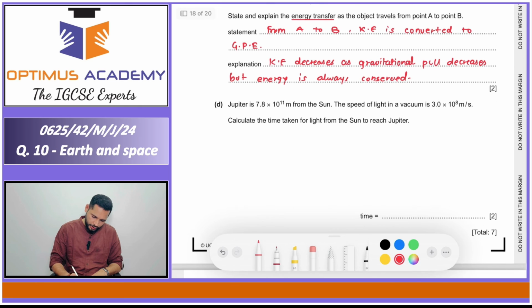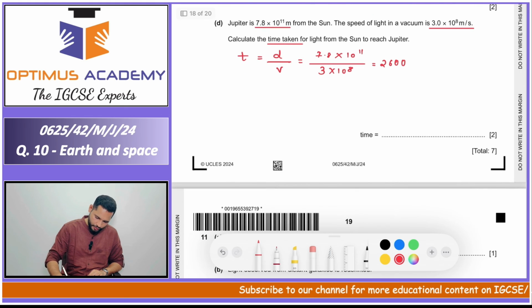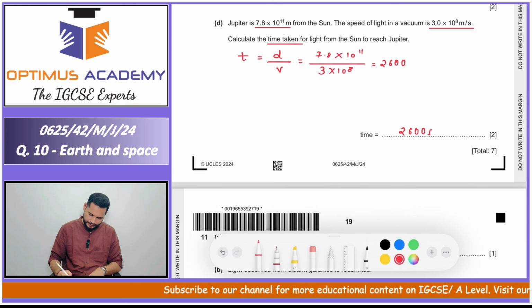Question D, Jupiter is 7.8 × 10^11 meter from the sun. The speed of the light in vacuum is 3 × 10^8 meter per second. Calculate the time for the light from the sun to reach Jupiter. We can simply calculate time by using distance upon speed formula. Distance is 7.8 × 10^11 divided by speed 3 × 10^8. The answer is 2600. So we will write 2600 seconds.